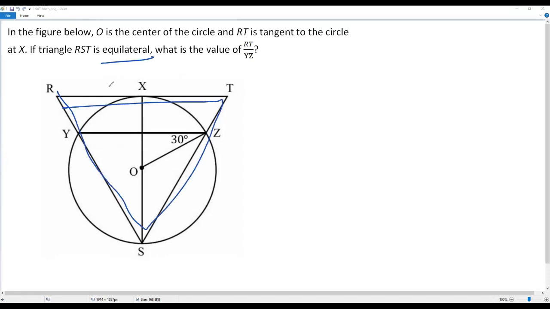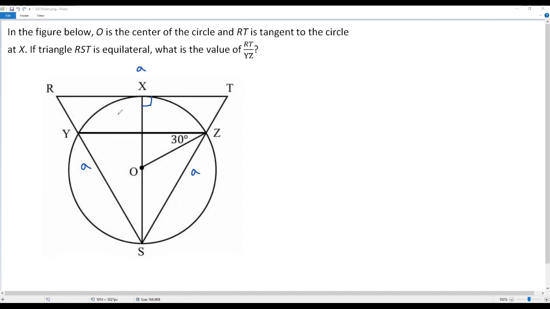So all three sides must be equal in length. Now let me assume A is the length of each side of this equilateral triangle RST. And the question says RT is tangent to the circle at X here. We know that OX represents the radius of the circle. At the point of tangency, the angle between the radius and the tangent is always a right angle. So here we have a right angle.